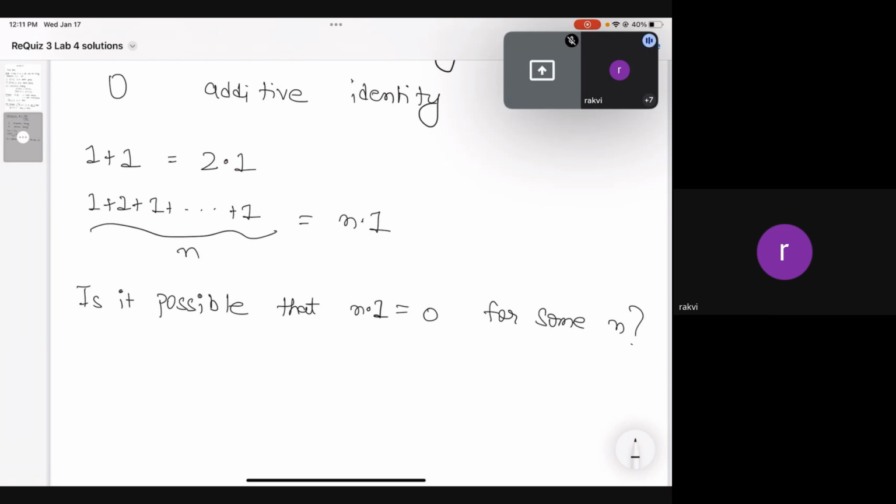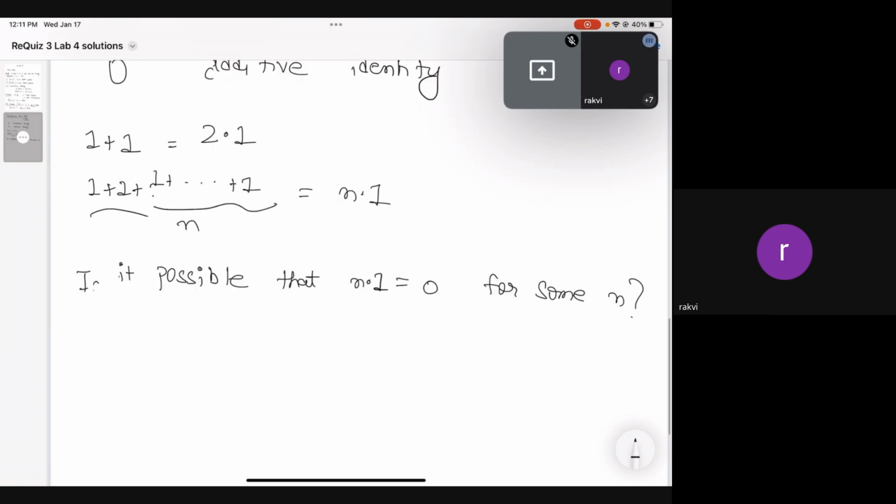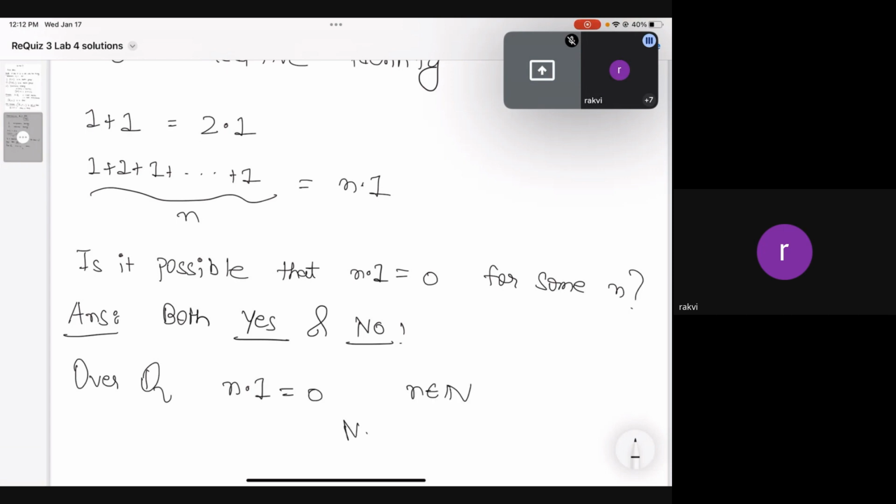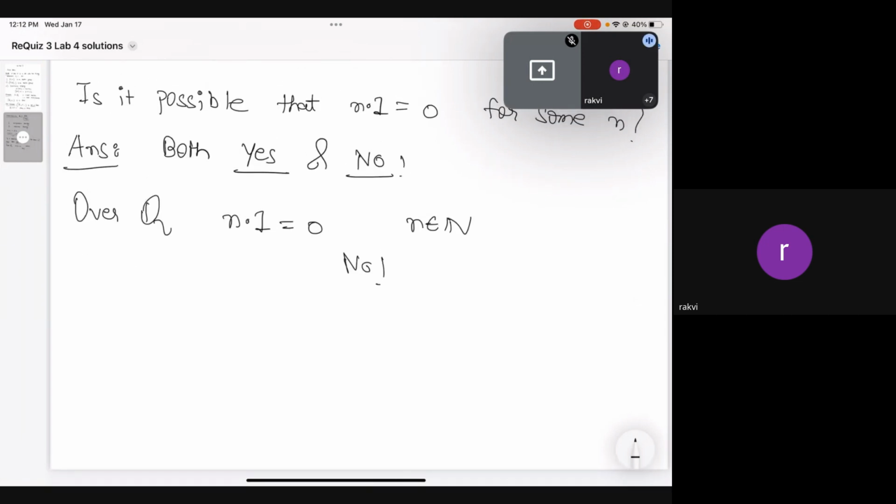So the answer to this question depends on your field. For example, if I ask this question for Q, the short answer is both yes and no, and it depends on the field we are in. So over Q, 1 is our usual natural number 1. And if I ask, is n times 1 equal to 0, where n is a natural number? The answer is obviously no, right? You keep adding 1 to itself, you keep getting new numbers, but you never get 0. But there are fields besides Q. So this kind of situation is called the characteristic zero situation.